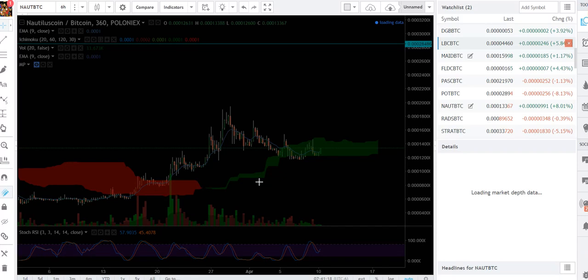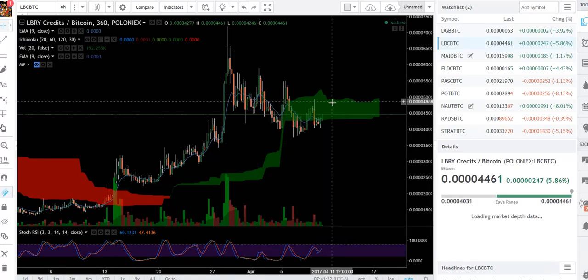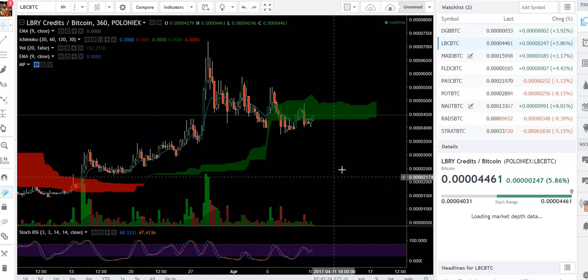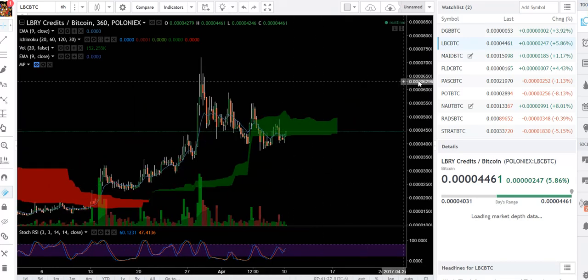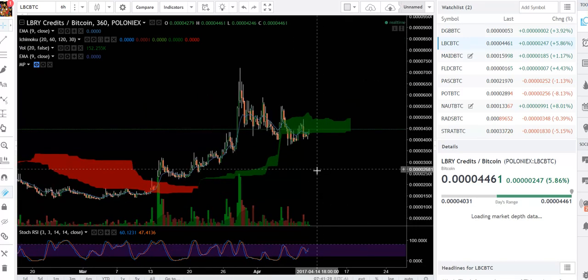Same thing. Okay, same thing. I mean, these two charts look pretty much the same. And as you learn this, there are going to be coins that you can play this on. I would play the same strategy on Library Credits and Nautilus Coin, for instance. Their charts are playing out exactly the same.